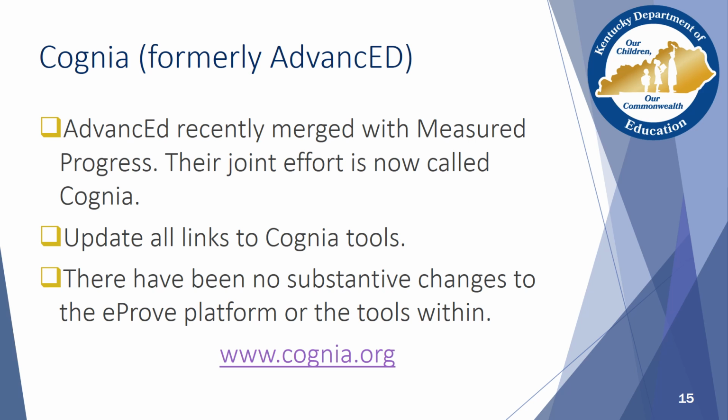Advanced Ed, whose platforms have supported Kentucky's continuous improvement work for many years, has recently merged with a company named Measured Progress. Their new joint effort is called Cognia. In the coming months, the old Advanced Ed URLs will be phased out. You will want to go ahead and replace all of your existing favorites links with new Cognia links. The new homepage is www.cognia.org. There have been no substantive changes to the eProve platform or the tools housed within as a result of the merger.